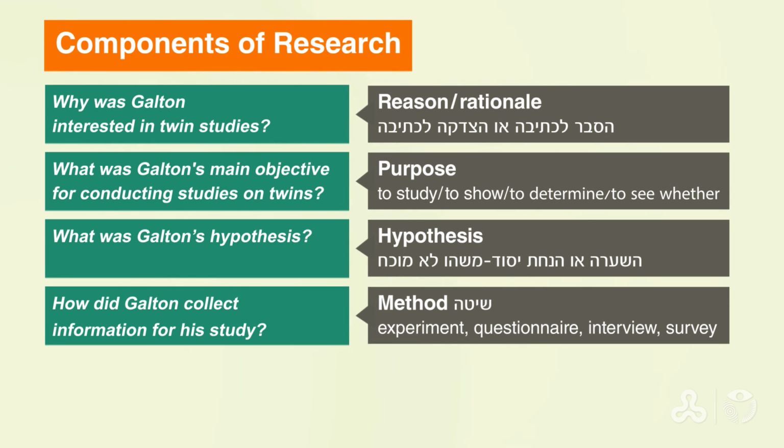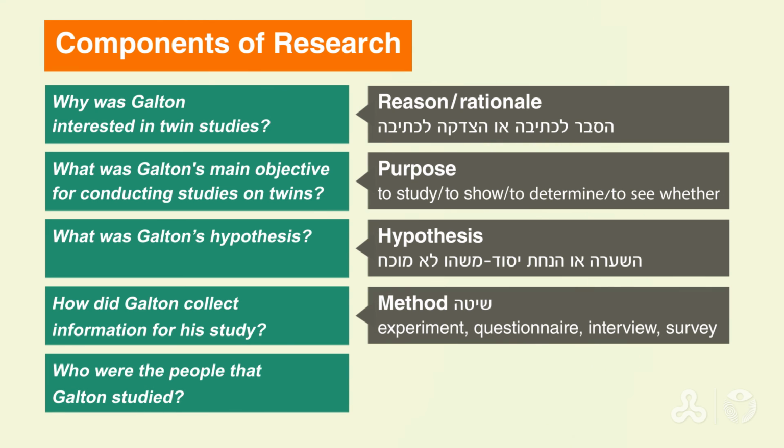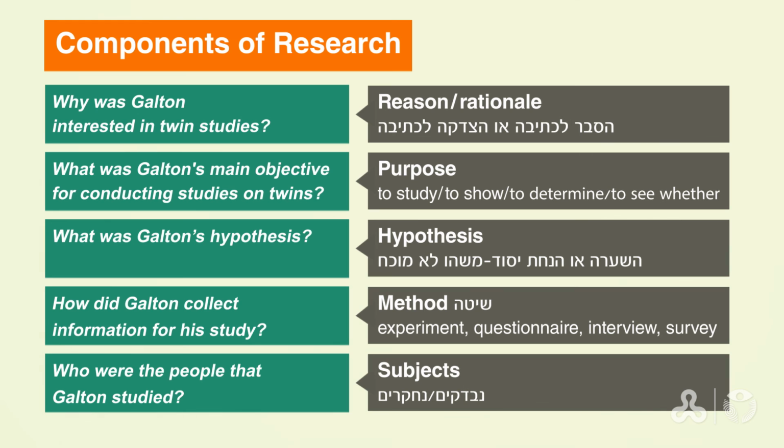So these are just some of the additional methods that you might find in a research study. And last but not least, we also had the question, who were the people that Galton studied? כן? מי היו האנשים שהוא חקר? And the word for who were the people, of course, are who were the subjects. מי היו הנחקרים או הנבדקים.